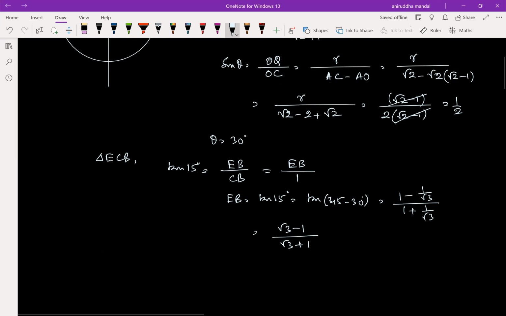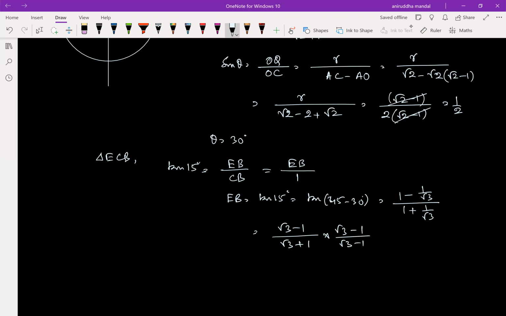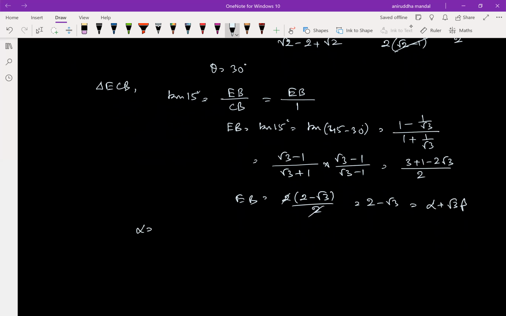Okay, so we just rationalize this. The denominator is 2, and root 3 minus 1 whole squared means 3 plus 1 minus 2 root 3. So this is 4 minus 2 root 3, taking 2 common, so we can write this as 2 minus root 3. So 2 minus root 3 is EB, because this is right in the form of alpha plus root 3 beta. So our alpha is 2 and beta is minus 1.